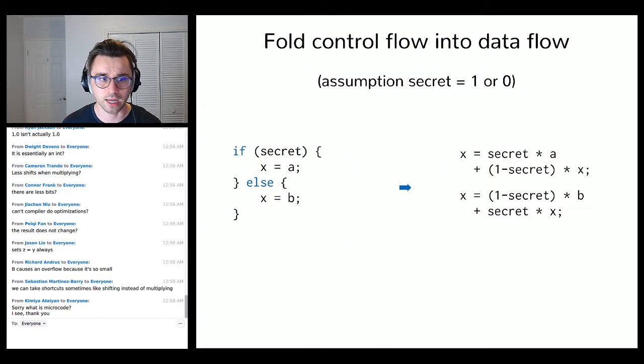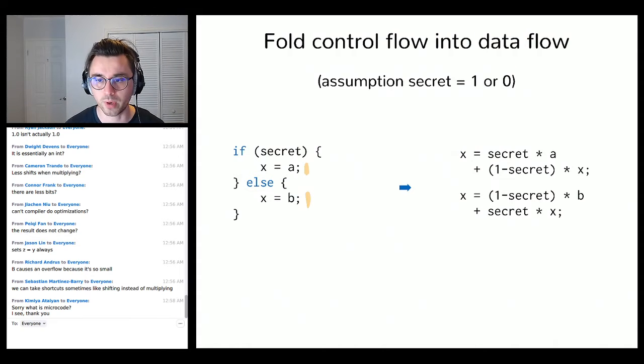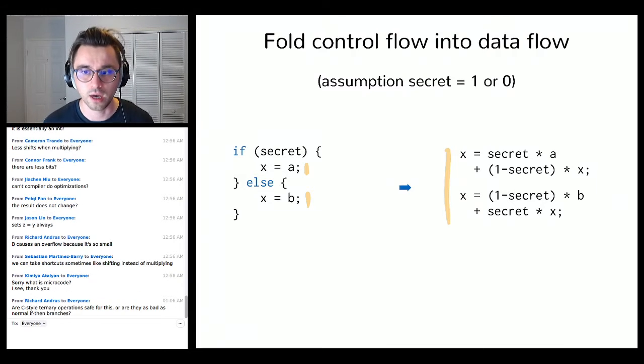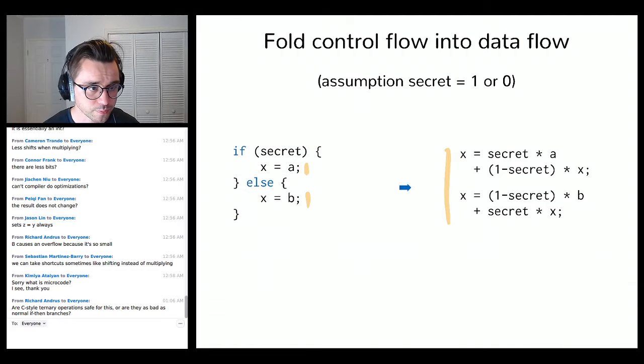Just to give you an idea of what we do if we have an if-then-else, this suddenly starts to look a little more complicated. You end up transforming again: you execute both branches, and you condition whether or not you assign to X, A, and B based on what the secret is at that particular time.